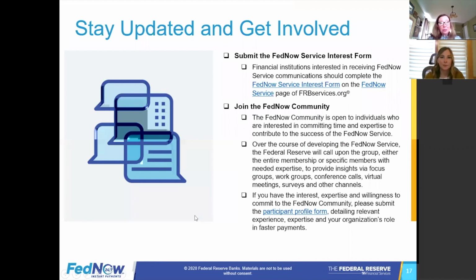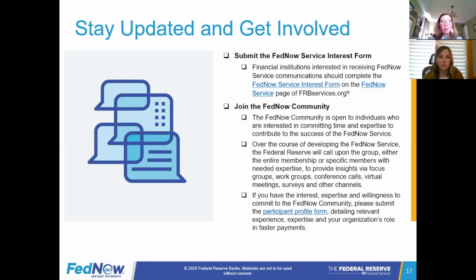As we proceed with the development of the FedNow service, we will continue to engage the industry to gain input on the service features and design. In May, we announced the formation of the FedNow community group for industry stakeholders interested in providing insights to help inform and evolve the development of the service. And we are very pleased that we already have over 700 members. So raise your hand in the chat if you're one of them. And if you're not and would like to join, make sure to submit a participant profile form.